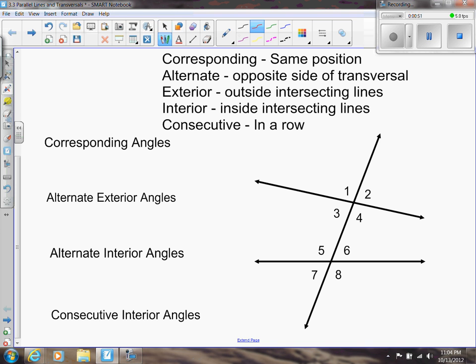Alternate exterior angles. Alternate means alternate the transversal, right? And exterior means on the outside. So 1 and 8, and 2 and 7. Alternate interior angles would be inside, alternating the transversal, so 3 and 6 and 5 and 4. Consecutive interior angles, consecutive means in a row, so angle 3 and 5 and angle 4 and 6.